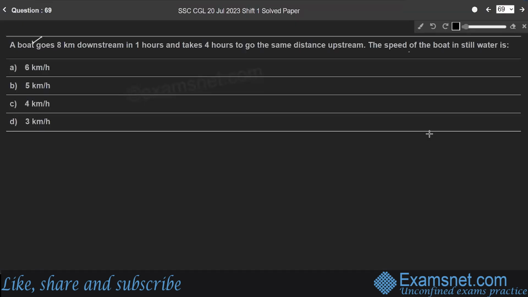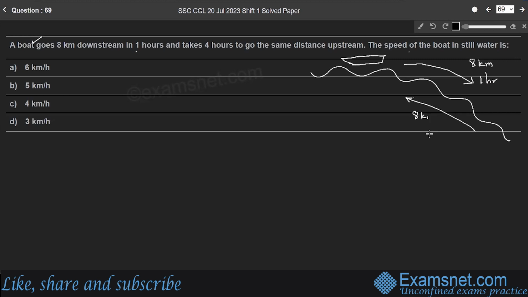Question 69. A boat goes 8 km downstream in 1 hour and takes 4 hours to go the same distance upstream. The speed of the boat in still water is. So let us consider a stream like this and a boat, right? In the first case, the boat is moving downstream, that means in the same direction of the stream, and the boat has covered 8 kilometers of distance in 1 hour. Whereas in the second case, the boat has covered the same distance, 8 kilometers, but it takes 4 hours to cover the same distance.